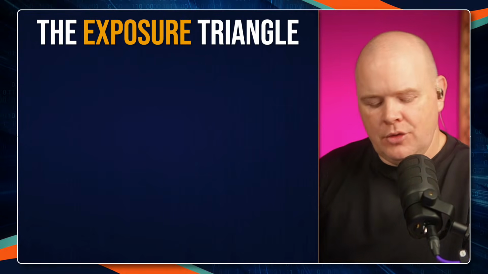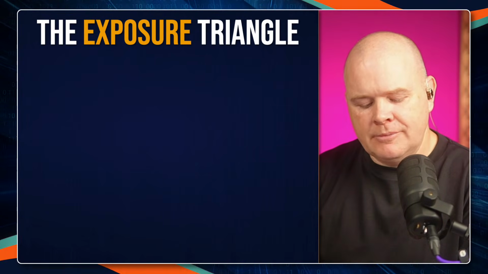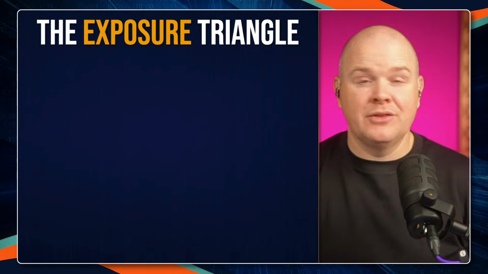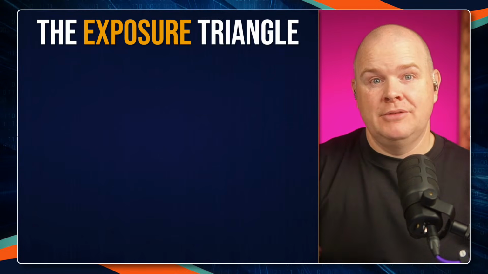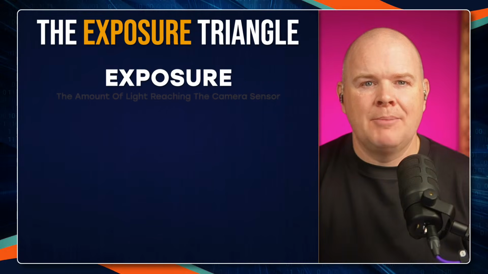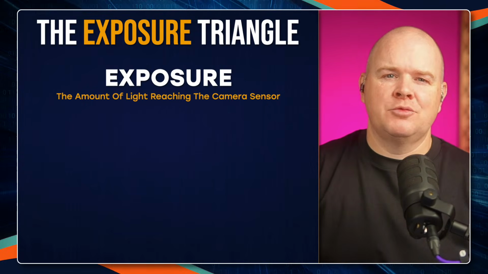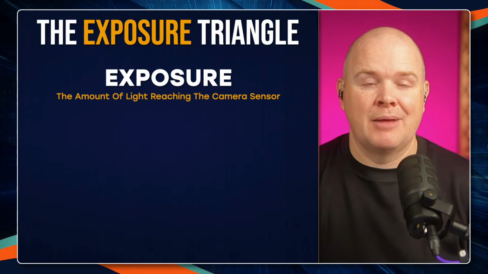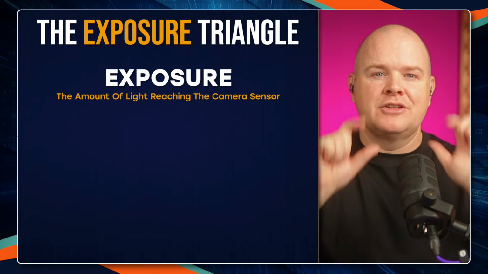And so it's useful to look at this, which is the exposure triangle. So when it comes to cameras, there are 3 different things that are going to affect the exposure, how light your image is. And so this is basically the exposure is the amount of light that is reaching the camera sensor, essentially. So you've got a sensor in the back of the camera.